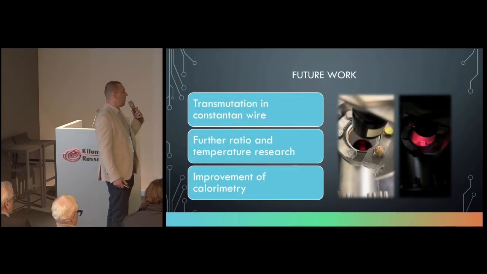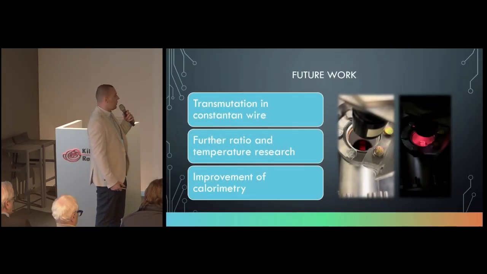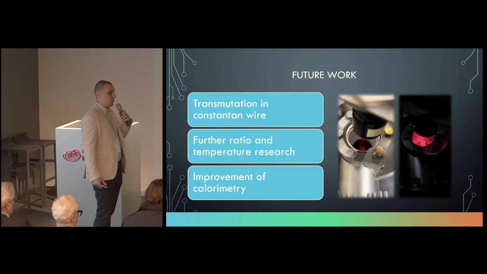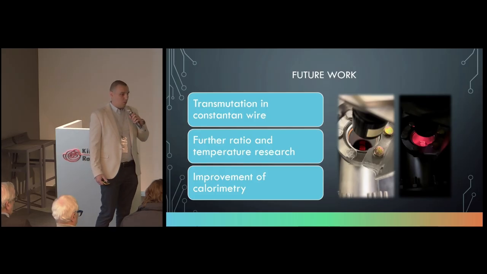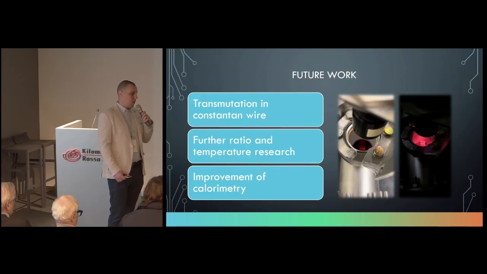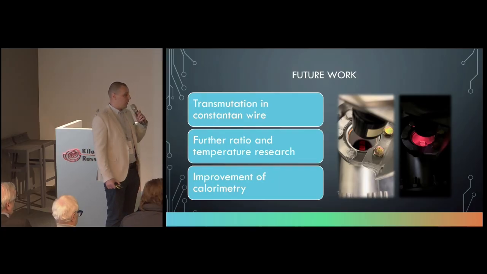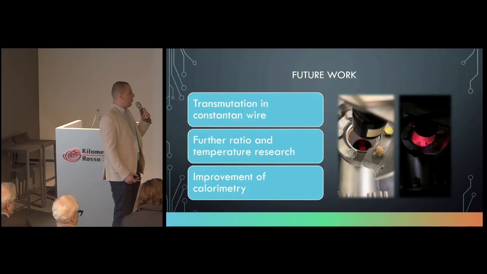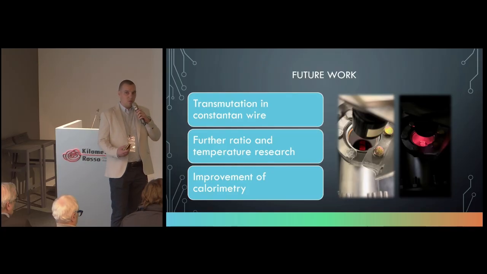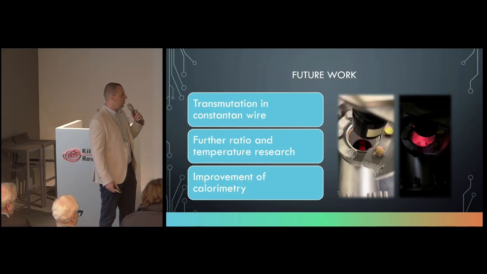What we plan to do from here is to investigate the transmutation in the Constantan wire. We could do that with a specimen that has evaporated and one that has not. We can also use the suggestion that was provided earlier to check the alumina rod.